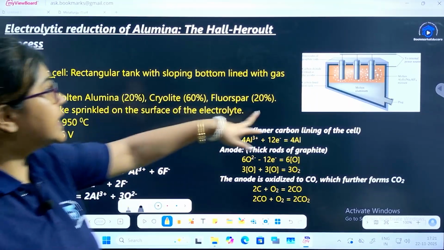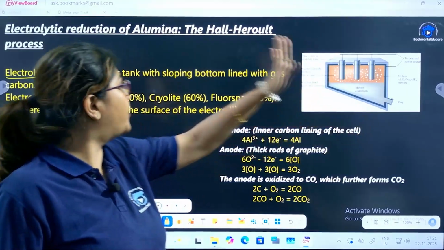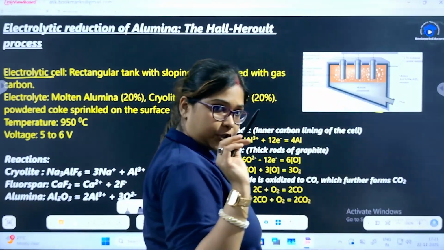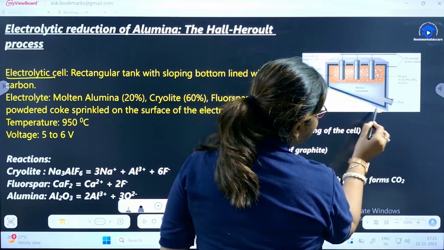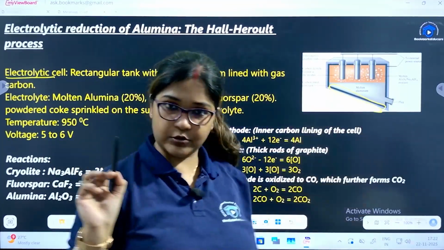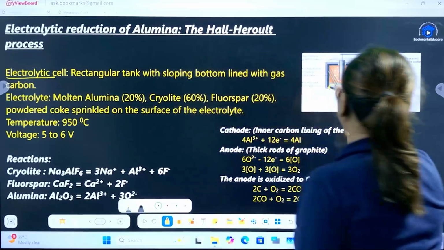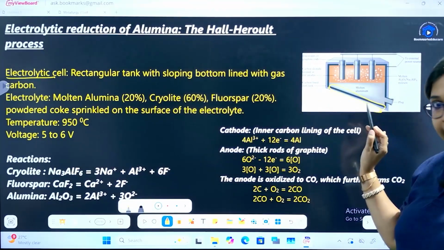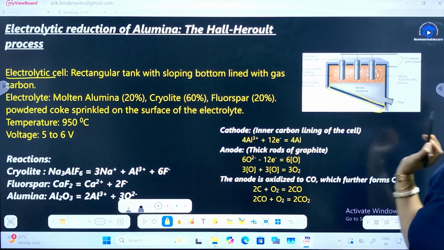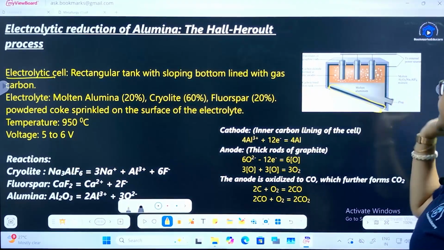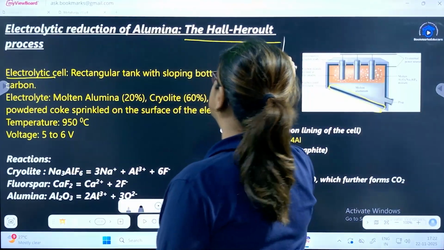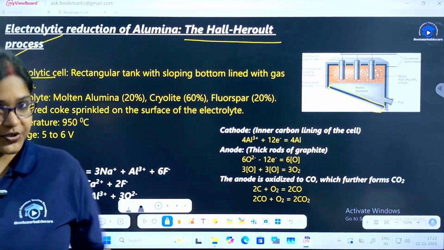In the electrolytic reduction method, you have an electrolytic cell. Okay, this is a rectangular tank which has a sloping bottom. The inner lining is a carbon lining which acts as the cathode. You have electrolytic solution inside the tank and you have graphite anodes dipped into this electrolytic solution. This electrolytic reduction method is the Hall-Héroult process.